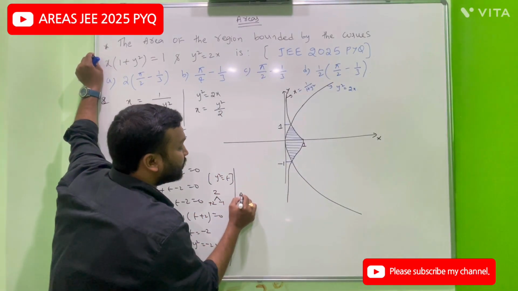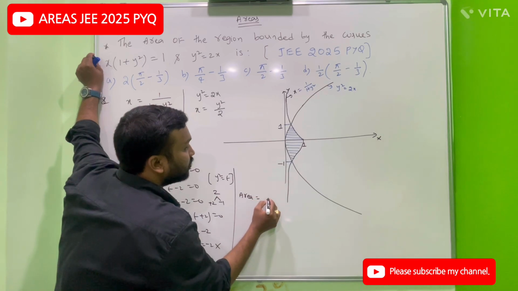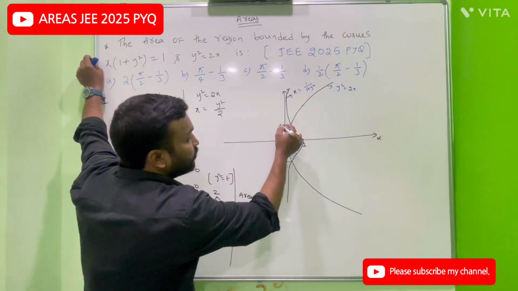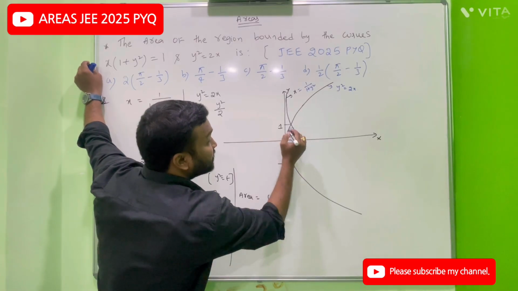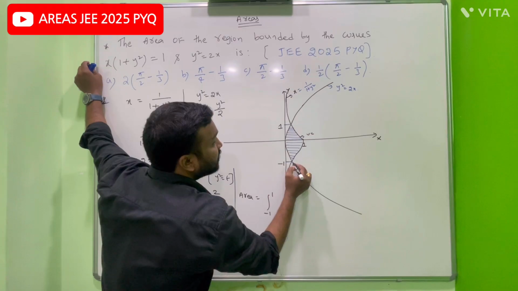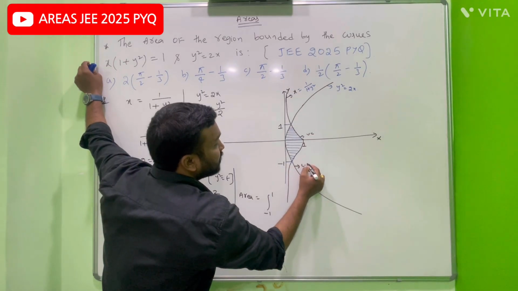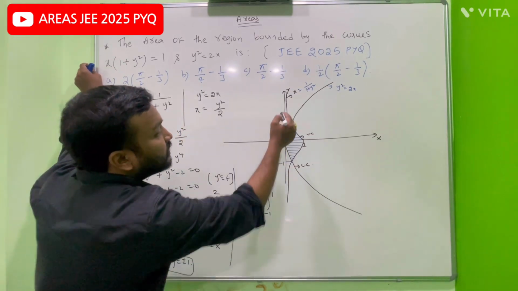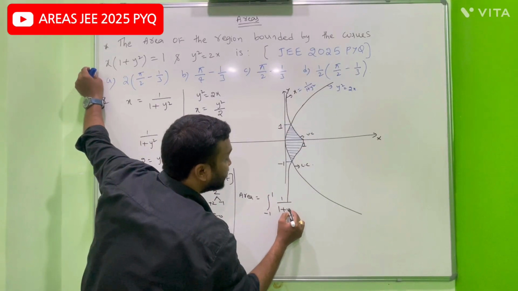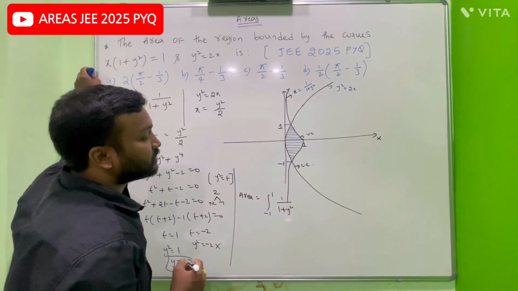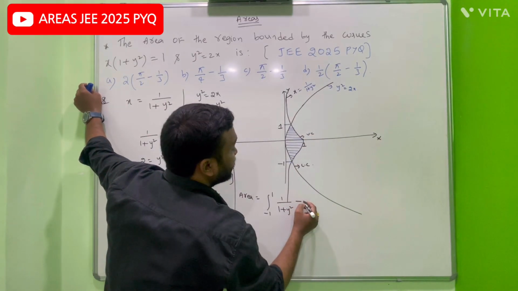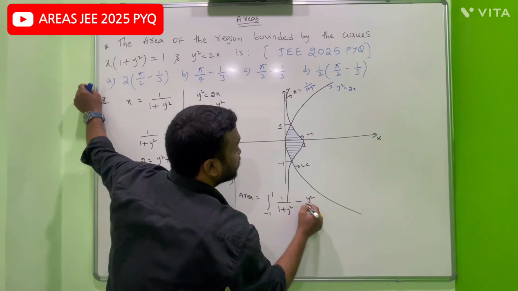So we have to find the area. Area equals the integration from -1 to +1 of upper curve minus lower curve. This is the upper curve and this is the lower curve. What is the upper curve here? The upper curve is 1/(1 + y²). Minus the lower curve, and what is the lower curve? x = y²/2.